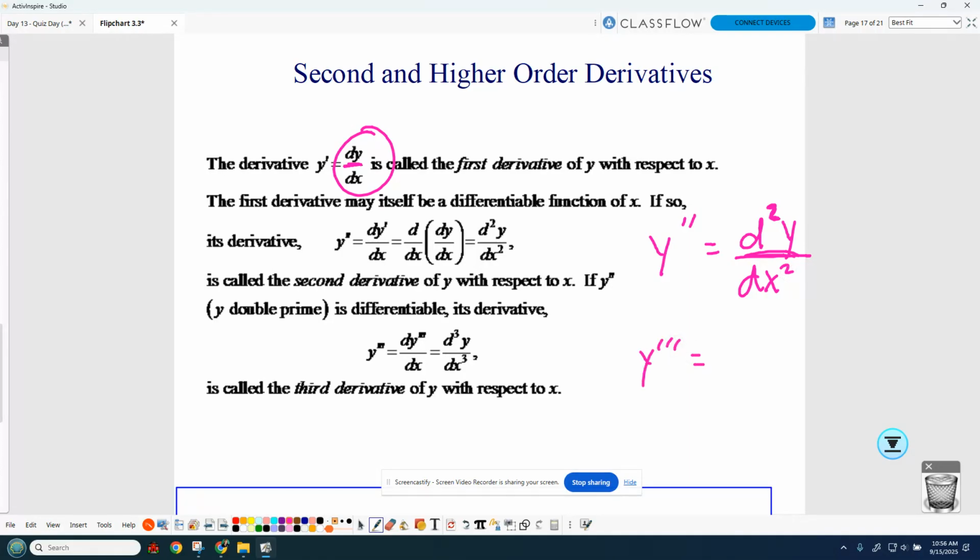We can do third derivative. Physics friends, what's the third derivative called? Jerk. Don't be a triple derivative. Math humor. We're never invited to parties.